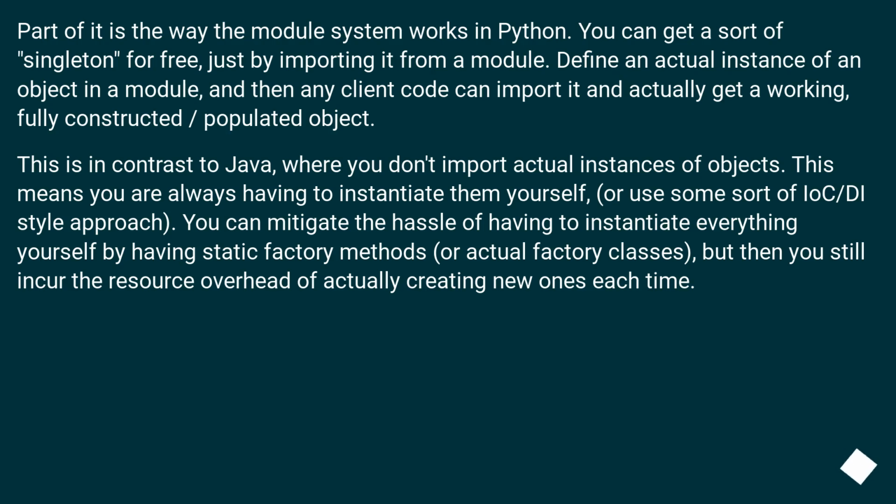This is in contrast to Java, where you don't import actual instances of objects. This means you are always having to instantiate them yourself, or use some sort of IoC/DI style approach. You can mitigate the hassle of having to instantiate everything yourself by having static factory methods, or actual factory classes, but then you still incur the resource overhead of actually creating new ones each time.